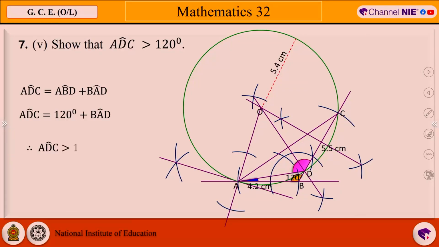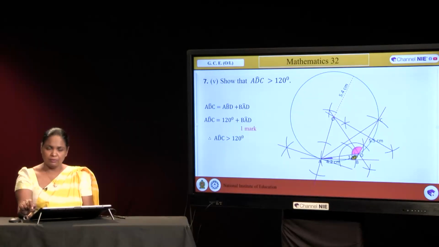To show that relationship, you will get 1 mark. Now, I think that's the end of 7th question, and I hope you all got 10 marks out of 10 for the construction problem. Shall we move on to the 8th question? We'll see what it is.